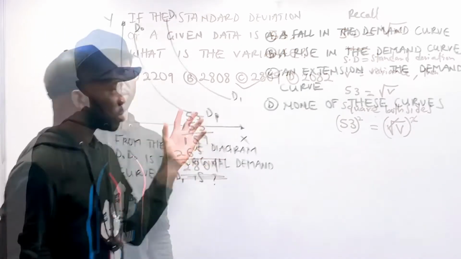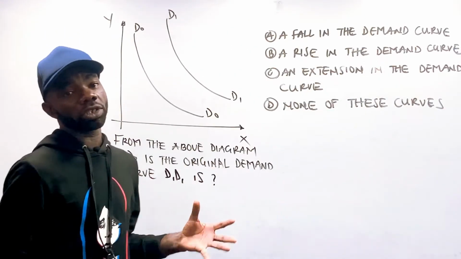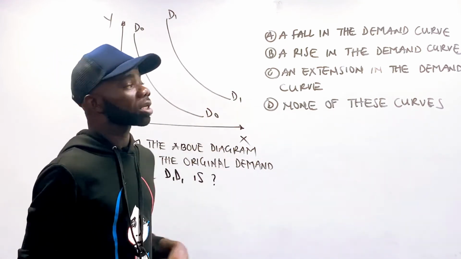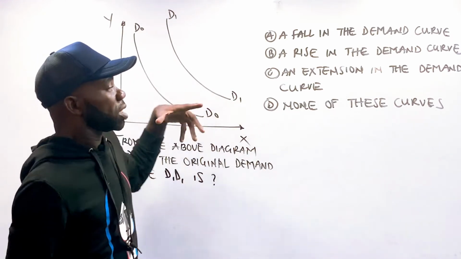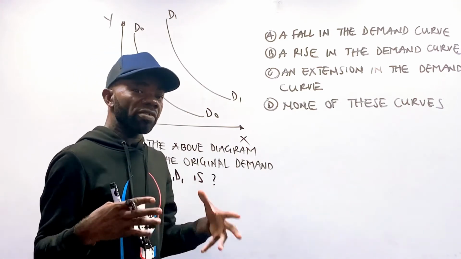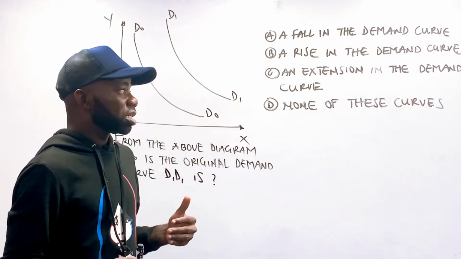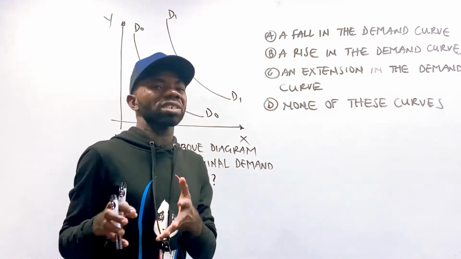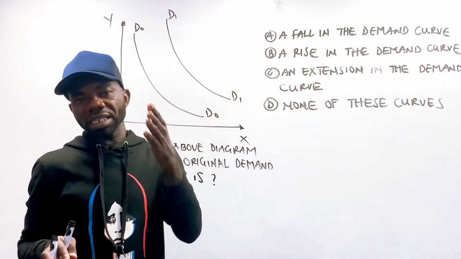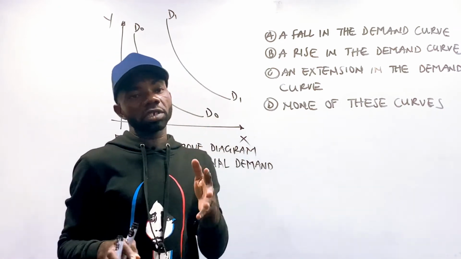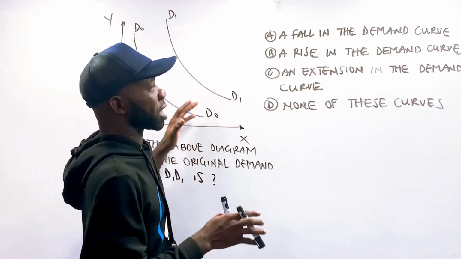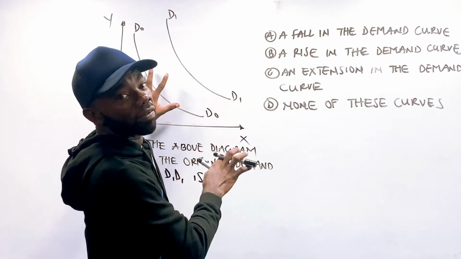Now the question we have here is a question from the theory of demand as a topic. For theory of demand, we have considered differences in changes in demand and changes in quantity demanded. If you have not checked that video, please go look for it on YouTube. That video is going to help you understand what we have on the board.